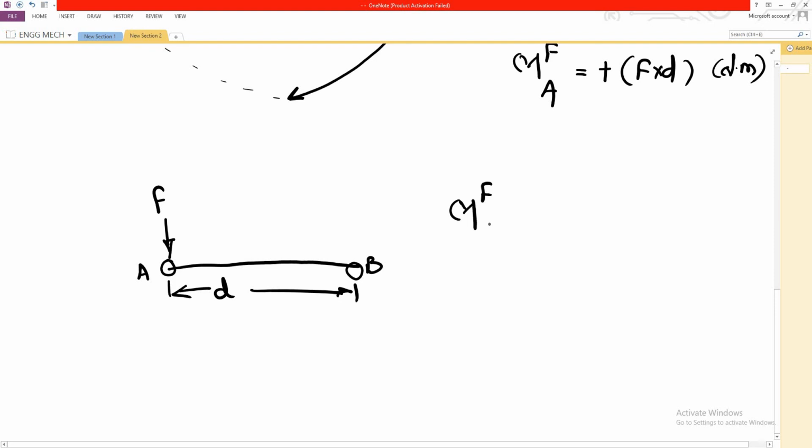Moment of force with respect to point B. How much is it going to be? It is the product of force and perpendicular distance. The force is perpendicular to the span D. That's why F into D Newton meter.